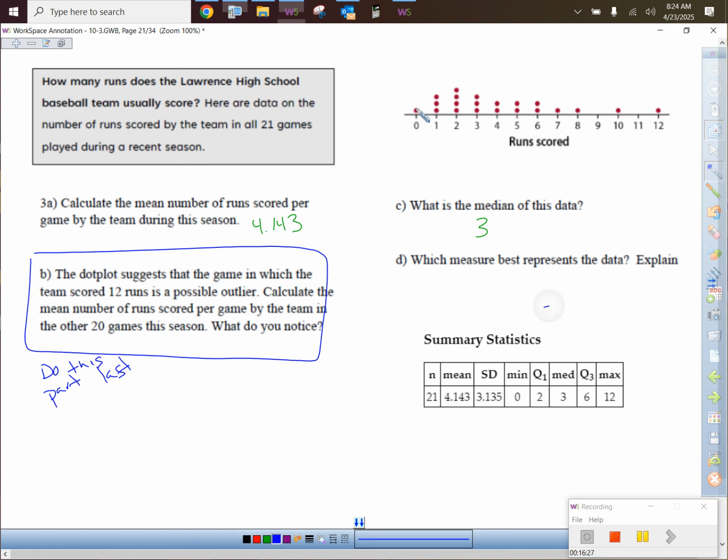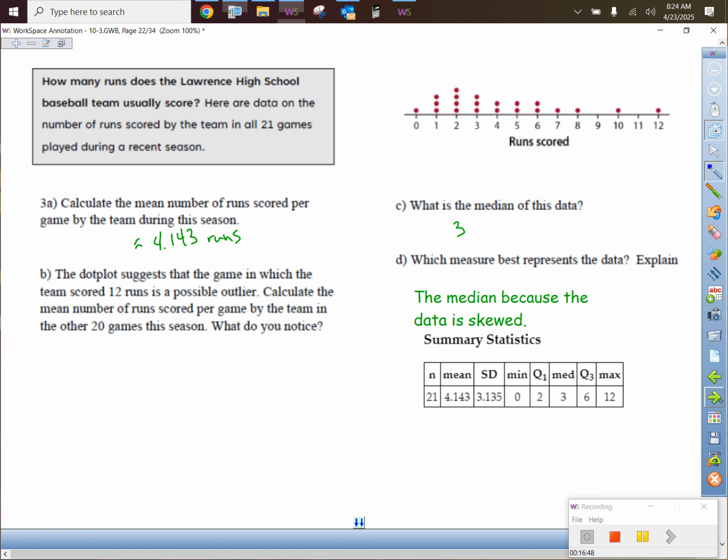Here's where I'd go. I would go up here and figure out the shape of that graph first. What is the shape of that graph? Skewed, right? So what is the best measure? The median. Why? Because the data is skewed.